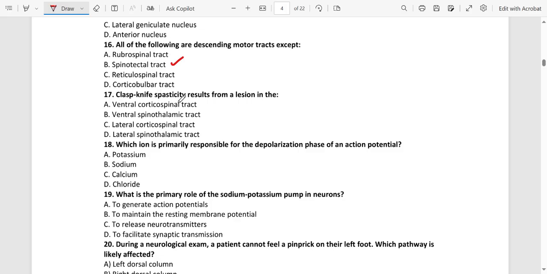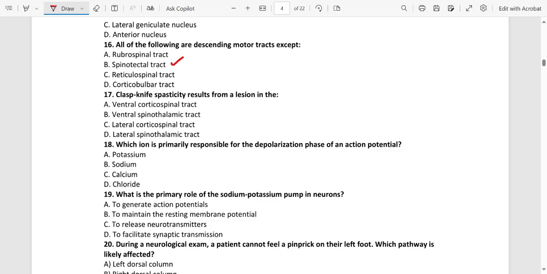Clasp knife spasticity results from a lesion in the ventrocorticospinal tract, ventrospinothalamic tract, lateral corticospinal tract, lateral spinothalamic tract. Anyone who wants to give this one a try? So when you talk about this clasp knife spasticity, remember spasticity is telling you that this is actually a lesion to the upper motor neuron, or a tract at least that is upper.